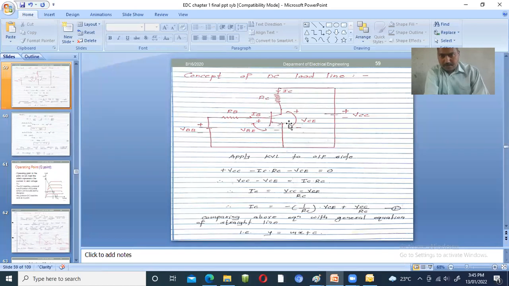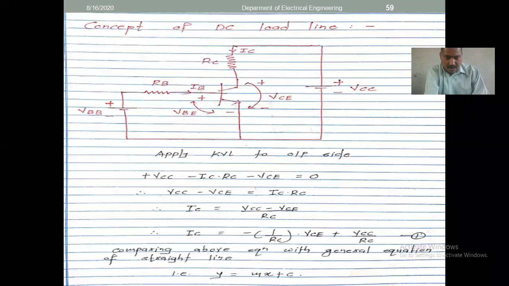The above figure shows that VCC is the power supply applied to the collector, and the other power supply, VBB, is applied to the base. We are applying these two voltages and applying the KVL, Kirchhoff's voltage law, to this configuration. We can apply the KVL either to the input side or the output side. Initially, it is applied to the output side.